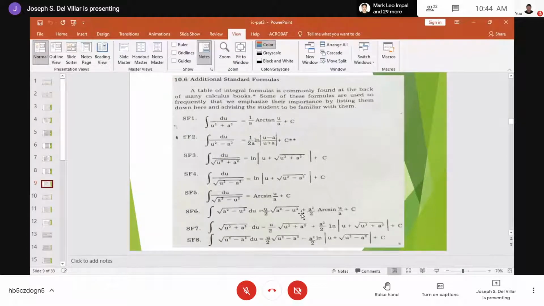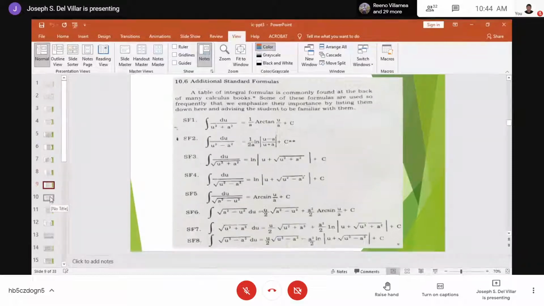So you can also use this formula: 1 over 2a times ln of absolute value of u minus a all over u plus a, plus c. You try this, and try to solve it using case number 3, where you substitute and draw a right triangle. Then you compare the results. Okay?